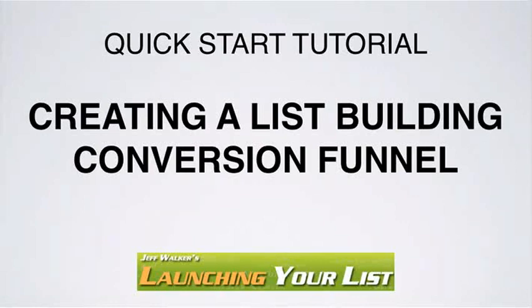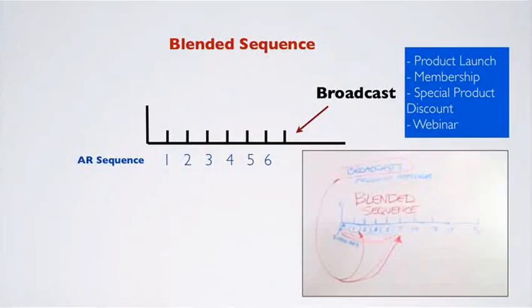So let's get started. Now earlier on, Jeff introduced the concept of a blended sequence, which is a beautiful thing when it works right. And just to give you a quick recap, basically a blended sequence looks like this. You might have 5 or 6 days of autoresponder messages where you're creating that bond with your prospect, you're building relationship, you're establishing trust, you're sharing your best content.